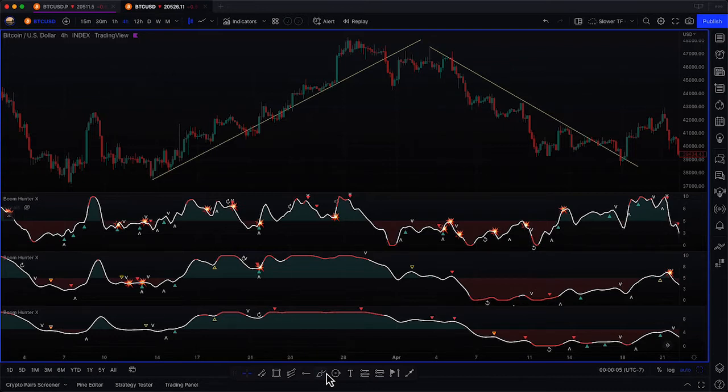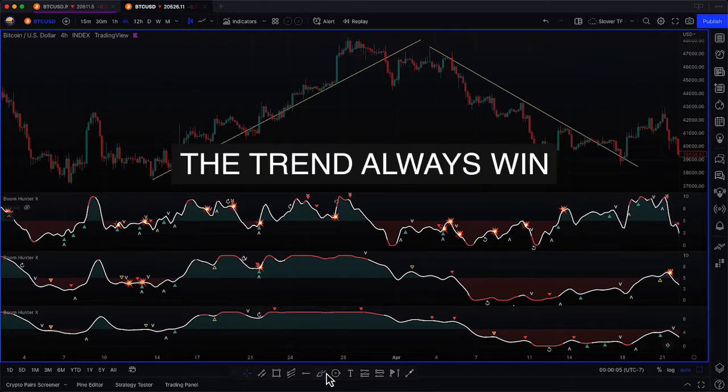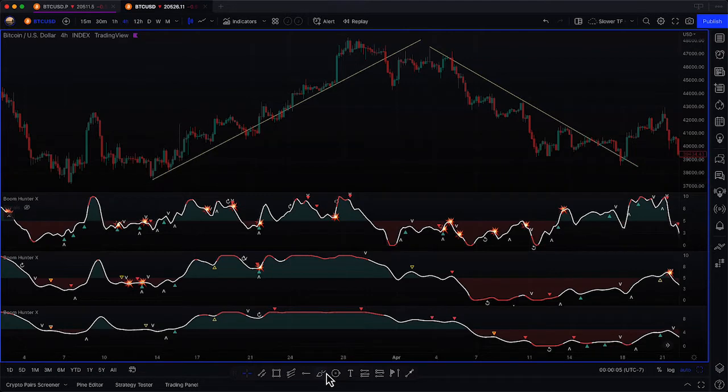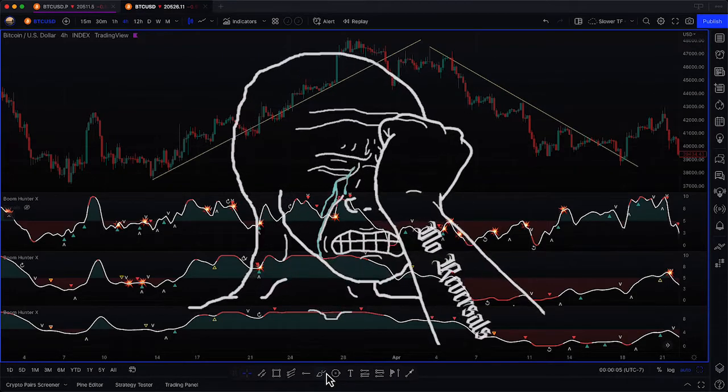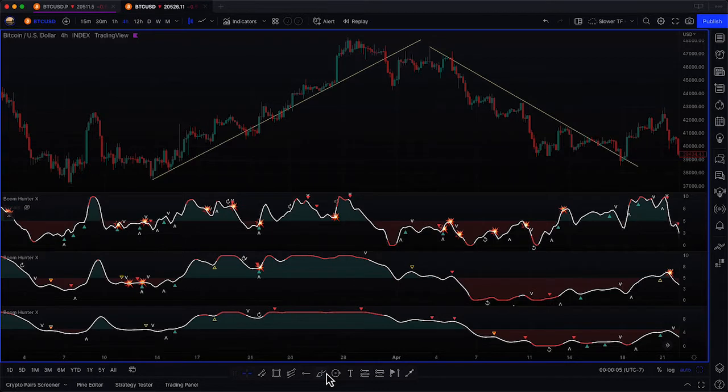You might have heard things like, the trend is your friend, the trend always wins, bet with the trend and go to the beach. Or maybe the most repeated statement in our Discord group, no reversals. These tattoo-worthy statements are telling you how important the trend is and how it is a key element to many successful trading strategies. So what is a trend?